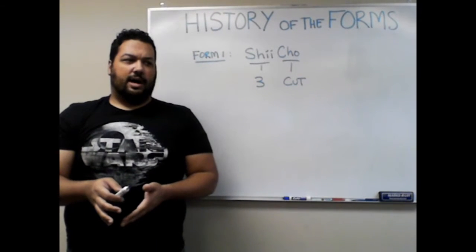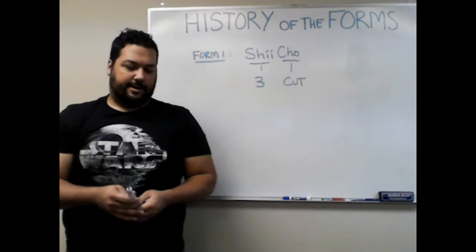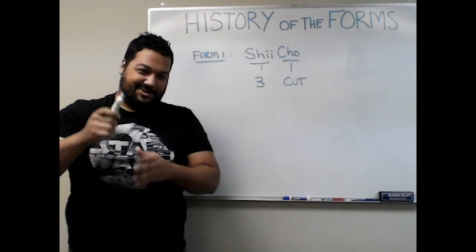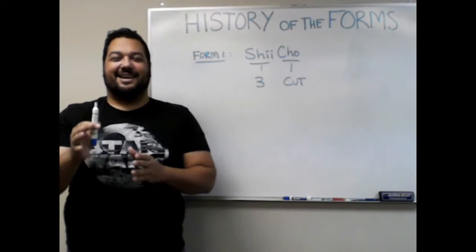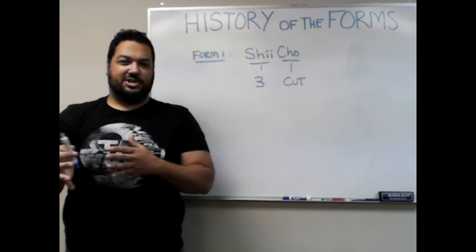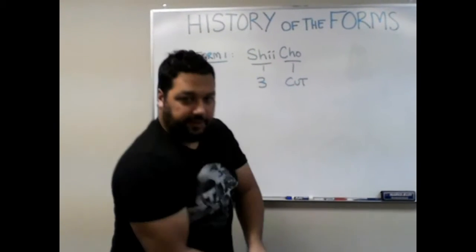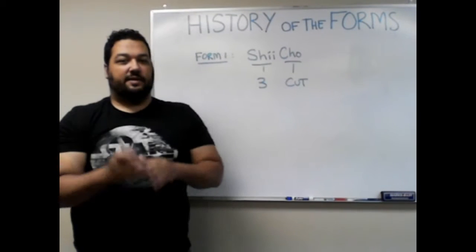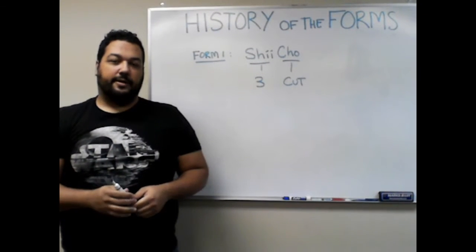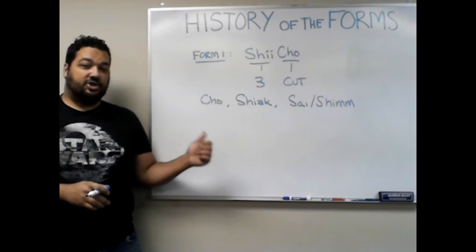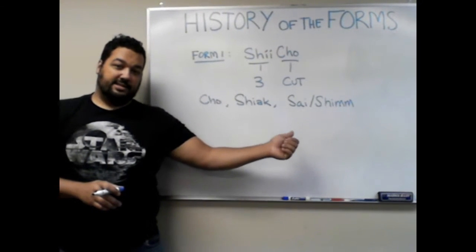A Sai would be a larger strike, more traditional, what you think of when you think of kendo or test cuts in tatami and traditional kenjutsu, kendo, iaido, where you're taking the weapon and traveling through with the intent of severing, slicing, completely taking them apart. So we have the 3 cuts: Cho, Shiak, and Sai Shim.